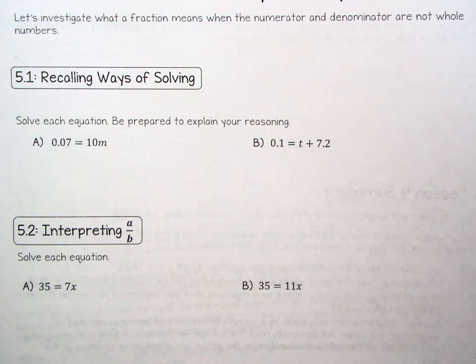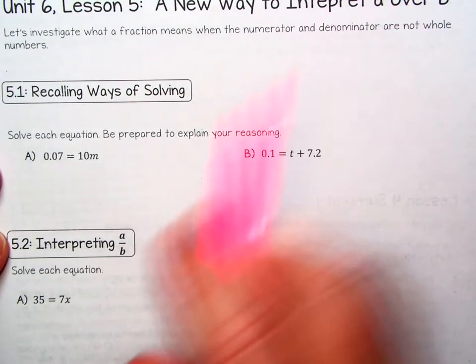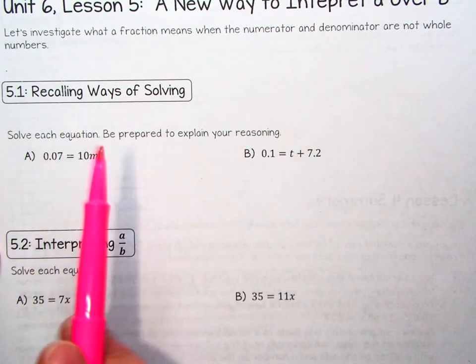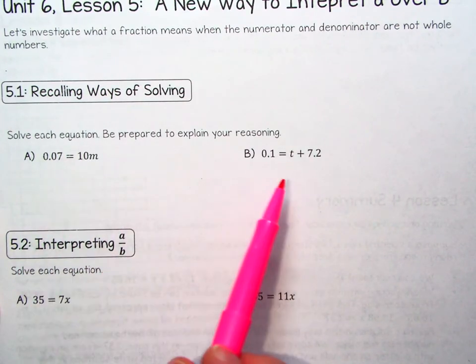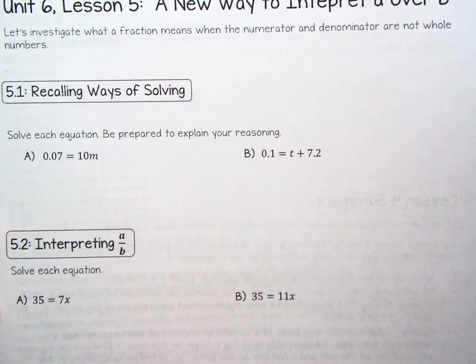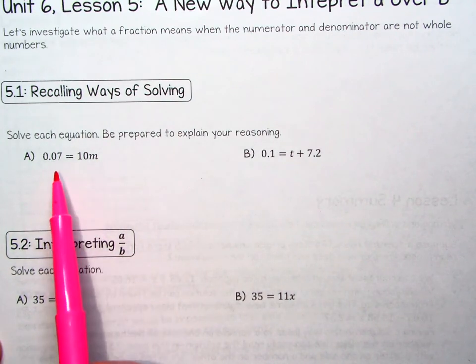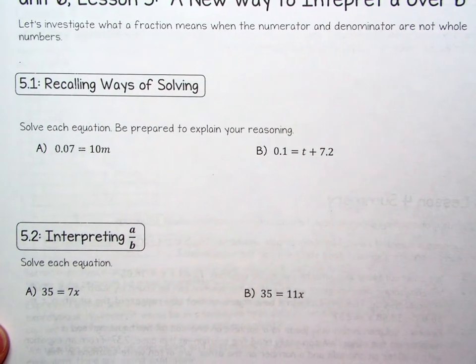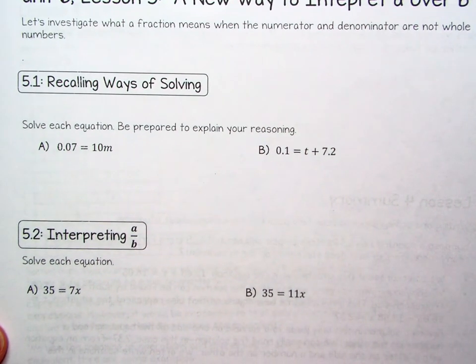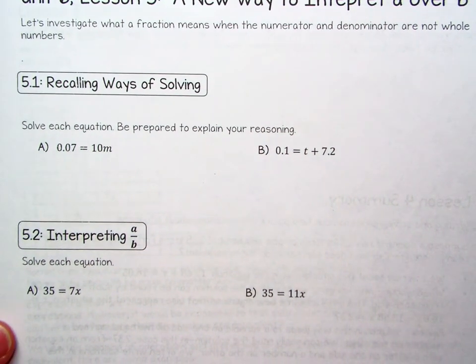Okay, let's get started with activity one, recalling ways of solving. Now we kind of reviewed this a little bit in the intro, and I did that because we want to be able to use those processes to solve these equations. Now these are a little bit different because they contain numbers that are not whole numbers. But that does not change at all the procedures we would use for solving them. So let's look at A.